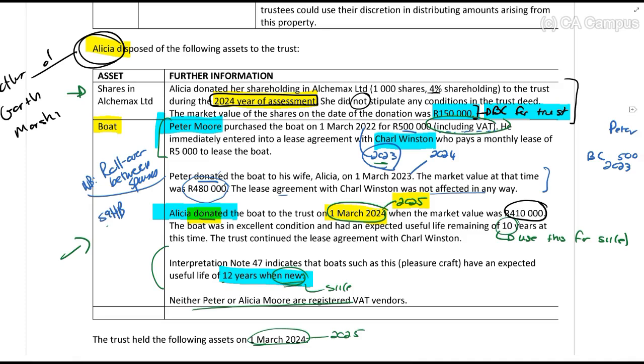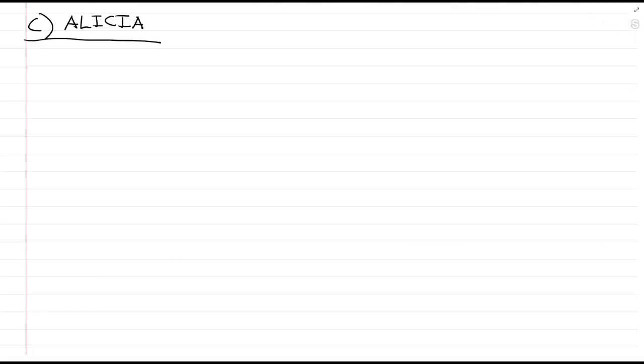So let's actually just start with that. So we go to Alicia. The boat was donated when the market value was 410. Okay. So let's start. Disposal of the boat. Okay, so I would recommend that we start with the recoupment, because remember, we always start with the recoupment, because we're going to use it for our capital gain calculation.